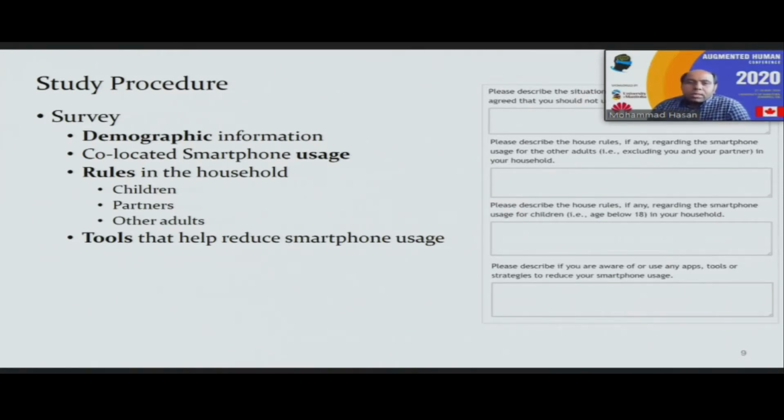Also, we ask about tools. What are the tools they commonly use to reduce smartphone usage and so on? So to collect the data from participants, we use both open-ended and close-ended questionnaires.